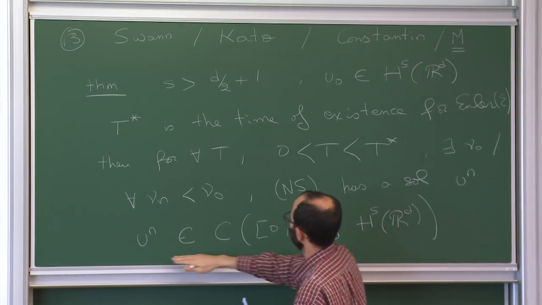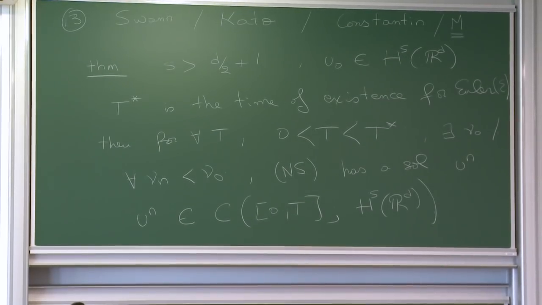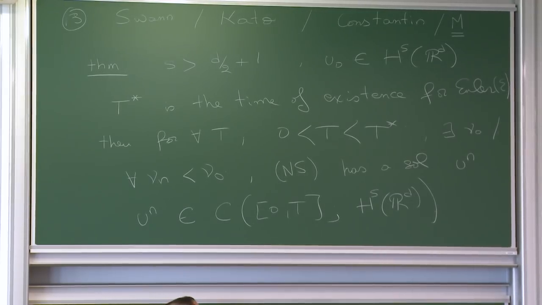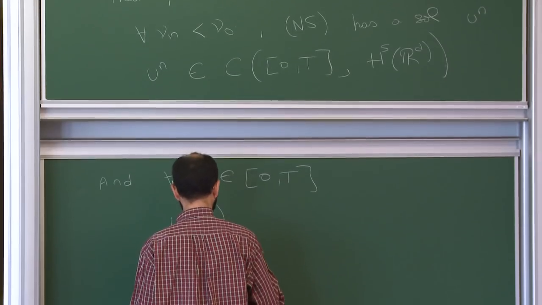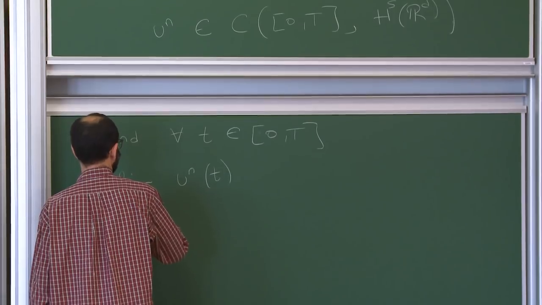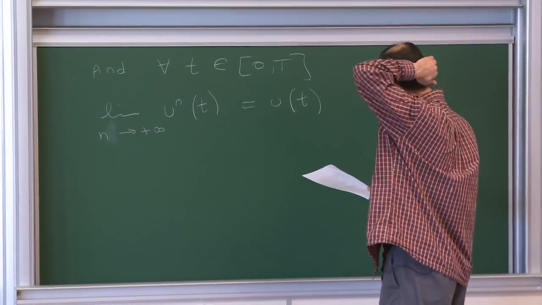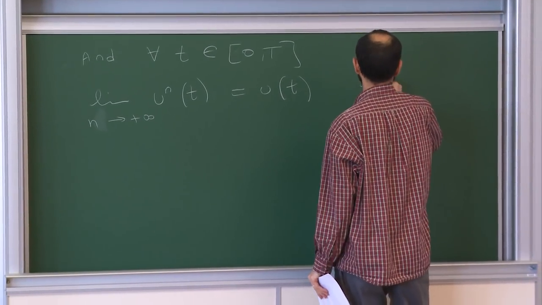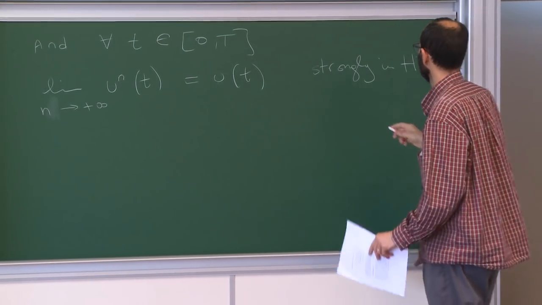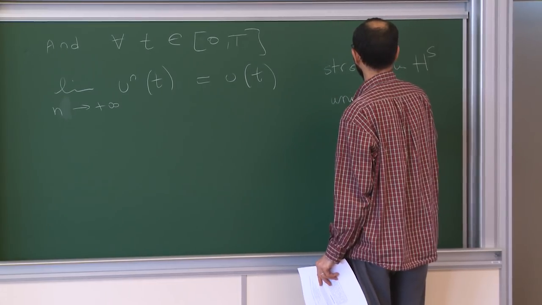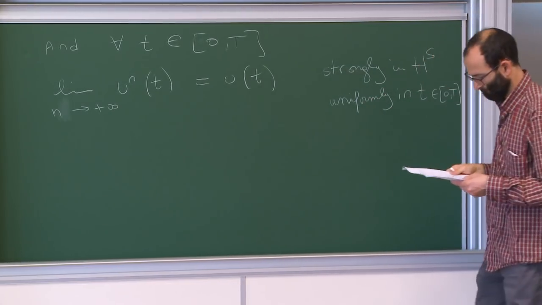Okay, I didn't write the solution of Euler, but the solution of Euler is also in this space. And for all T in 0 to t, the limit when n goes to infinity is u of t. And this limit happens strongly in HS, and uniformly in time, strongly in the HS, uniformly in T.